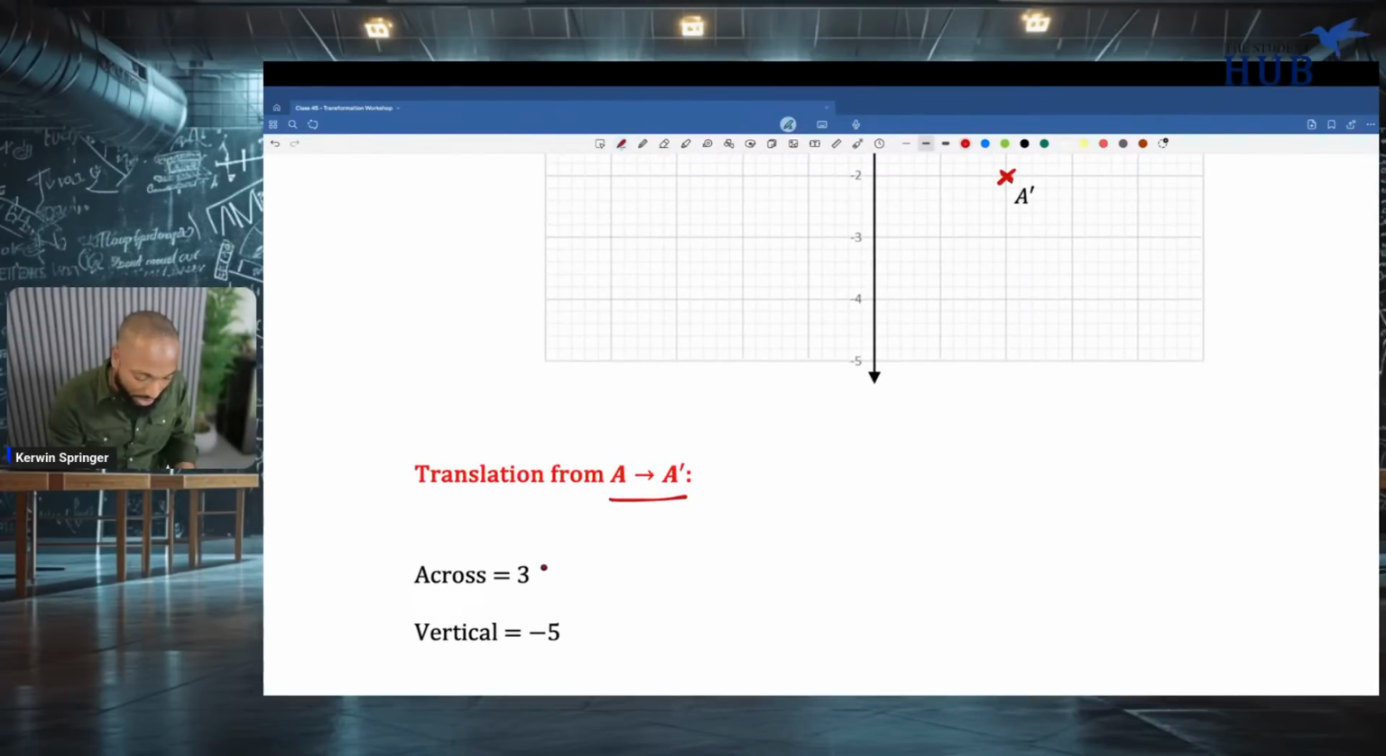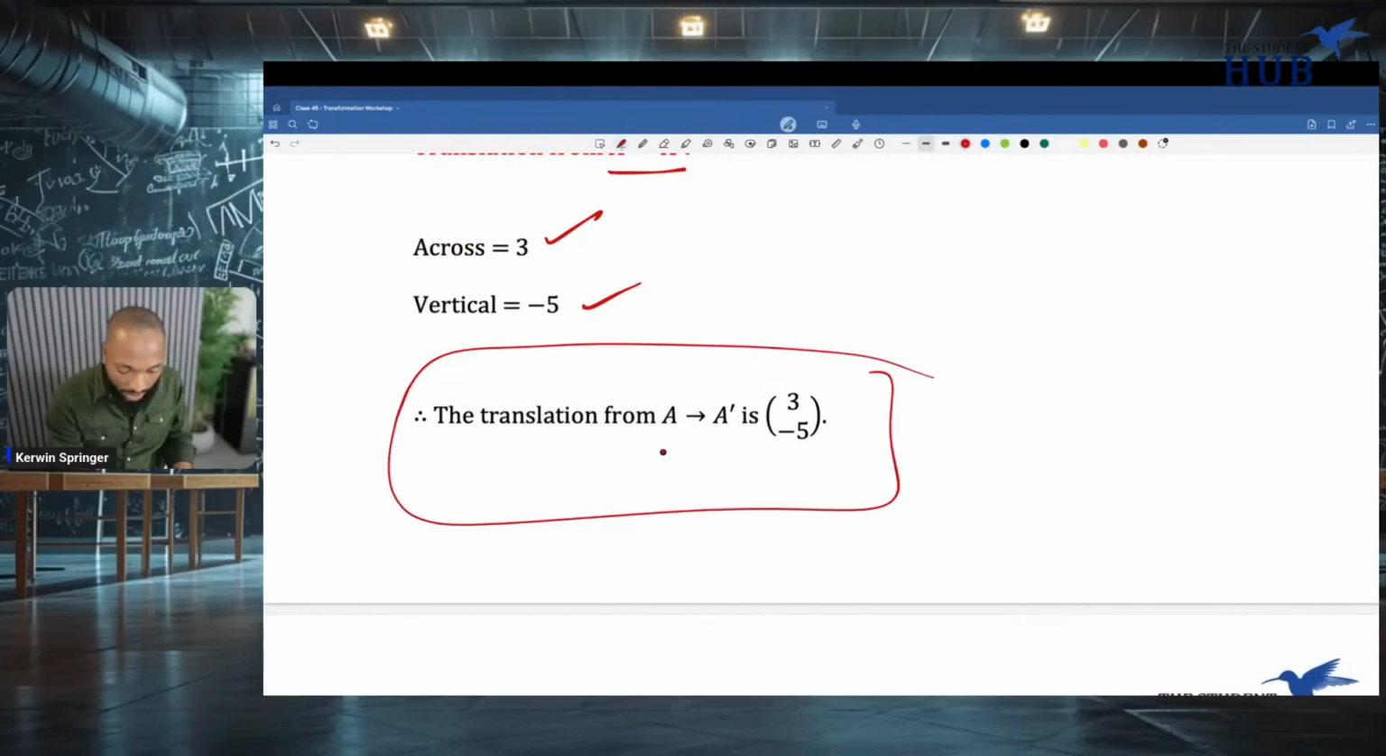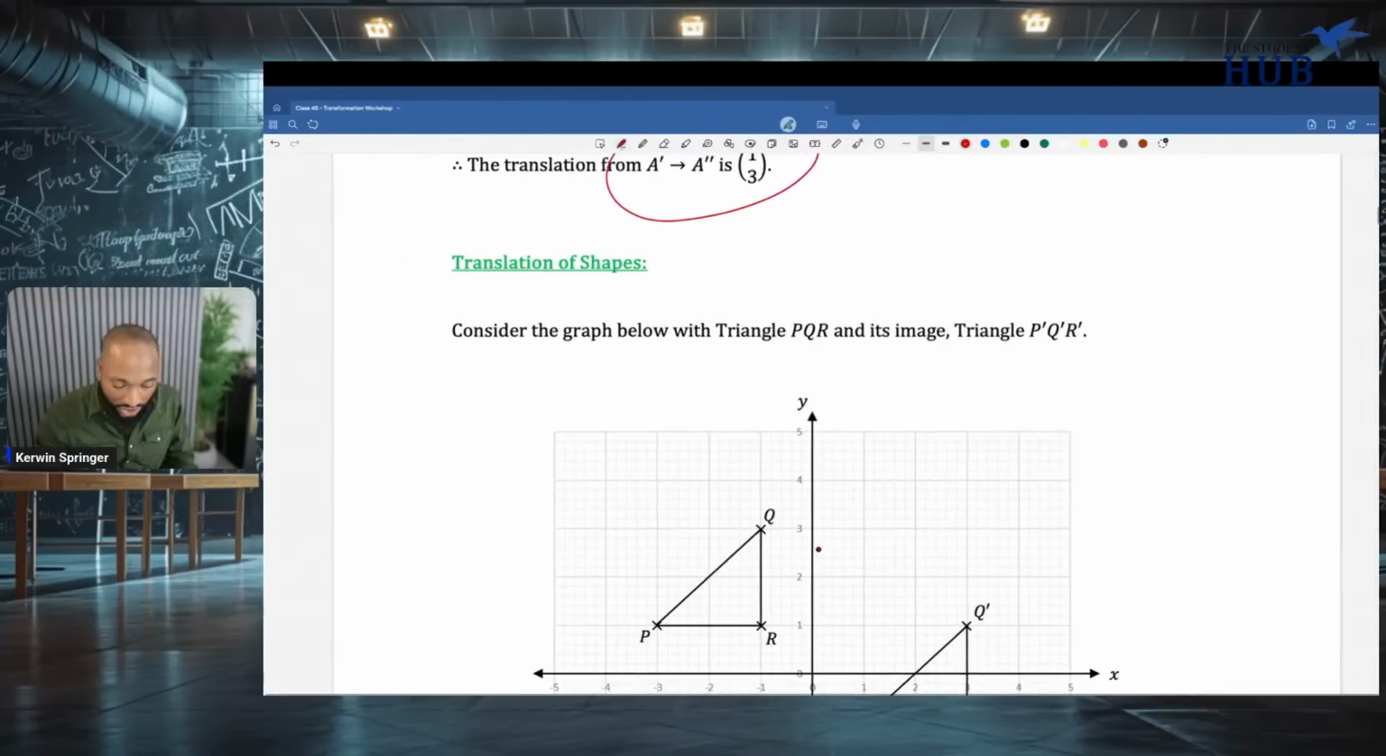Translation from A to A prime, you go across 3, you go down 5. So the translation from A to A prime is (3, -5). Translation from A prime to A double prime, you went across 1, up 3. So it's (1, 3). You can translate shapes as well.